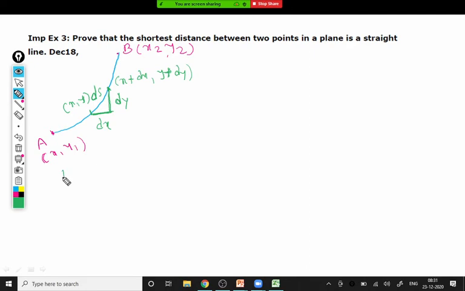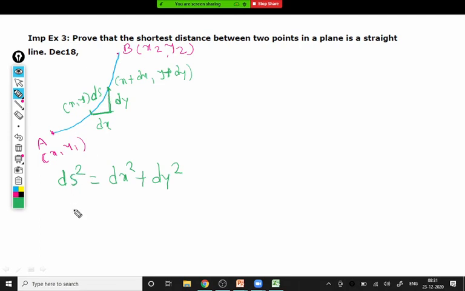ds under root dx square plus dy square. ds square is equal to dx square plus dy square. Why are we getting this? We are assuming that dx and dy are very small, tending to 0, and when they are very neighboring points, that arc acts like a straight line, because we're taking two very close points. And now this is a small arc length, a very small arc length of the length AB.